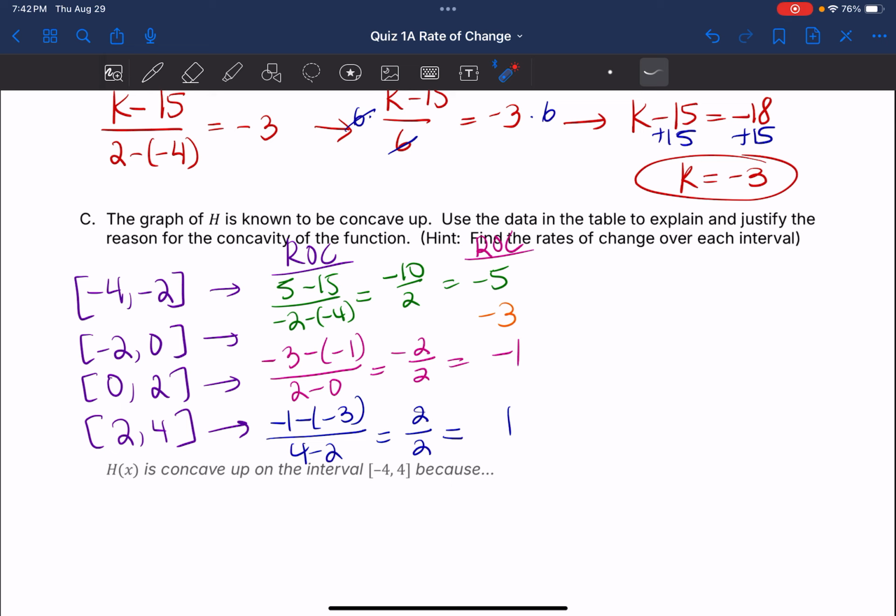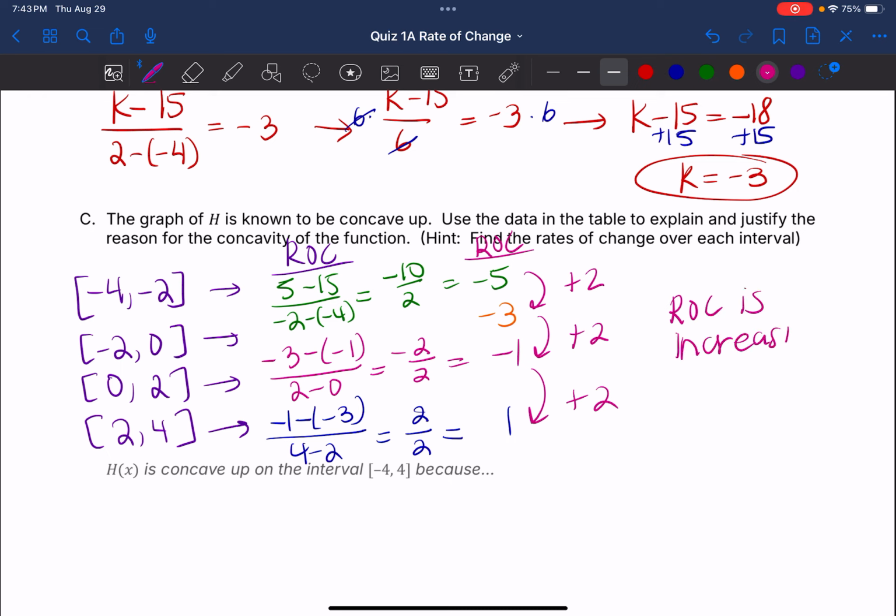So look at what's happening to those rates of change. -5, -3, -1, +1. So every single time, it's adding 2. So not only does that let me know that this is quadratic, because the rate of change of the rate of change is constant, but it also lets me know that rate of change is increasing. See how we have to add 2? And whenever rate of change is increasing, we know that that means concave up.